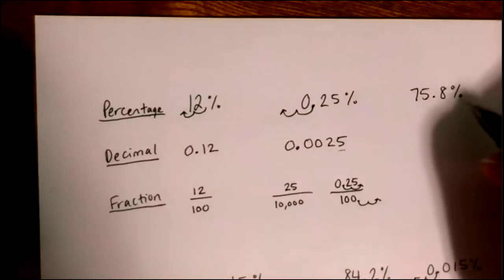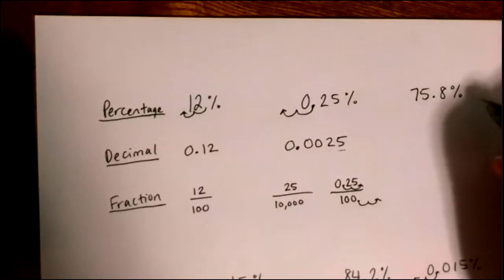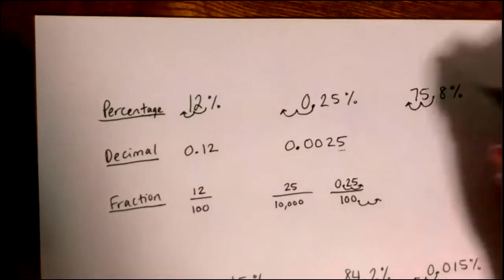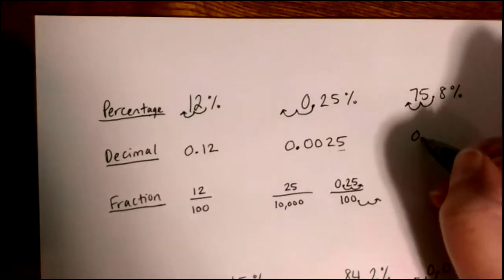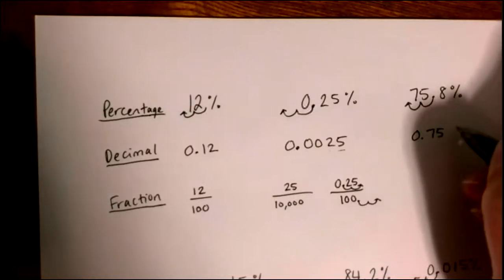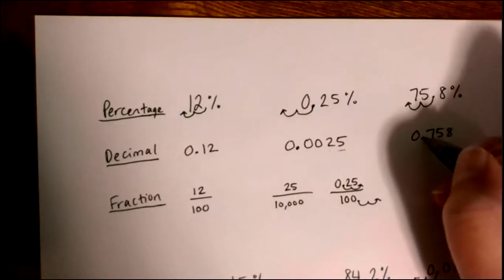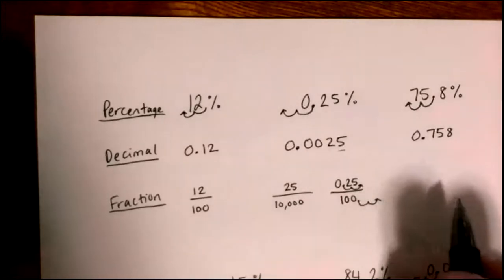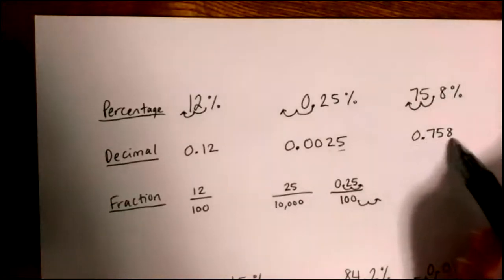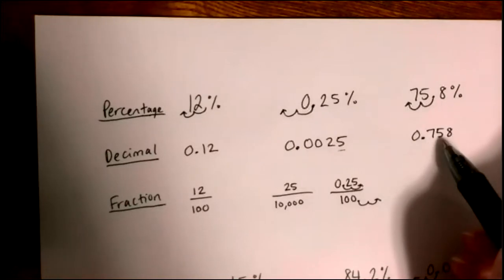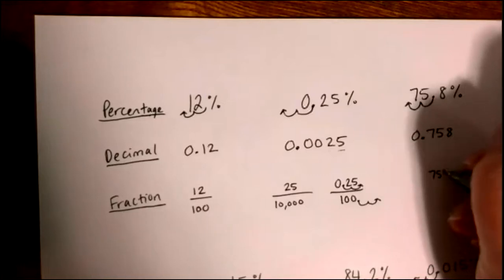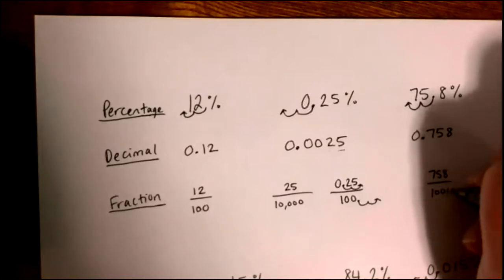All right, now this last one here, 75.8%. We want to change this to a decimal. 2 places to the left gives us 0.758. Now to change that from a decimal into a fraction, we can either read the number here. So this is my tenths, hundredths, thousandths place. So this would be 758 thousandths.